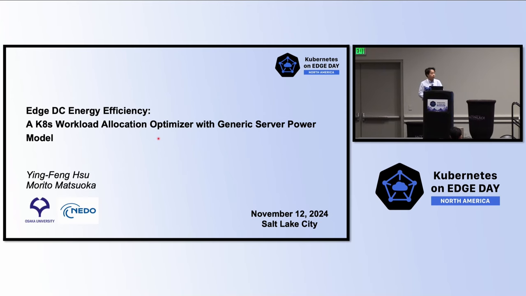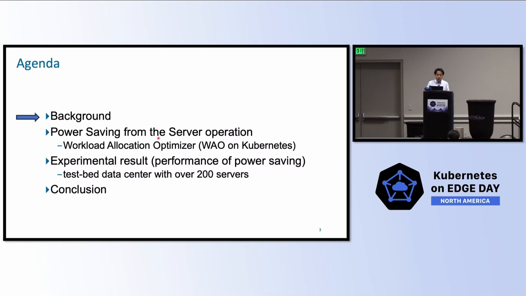I'm from Osaka University. So today my topic is about edge data center energy efficiency. Basically, we implemented an algorithm based on Kubernetes called the Workload Allocation Optimizer, which works together with machine learning generic server power models to reduce data center energy consumption. I will talk about this more in my presentation today.